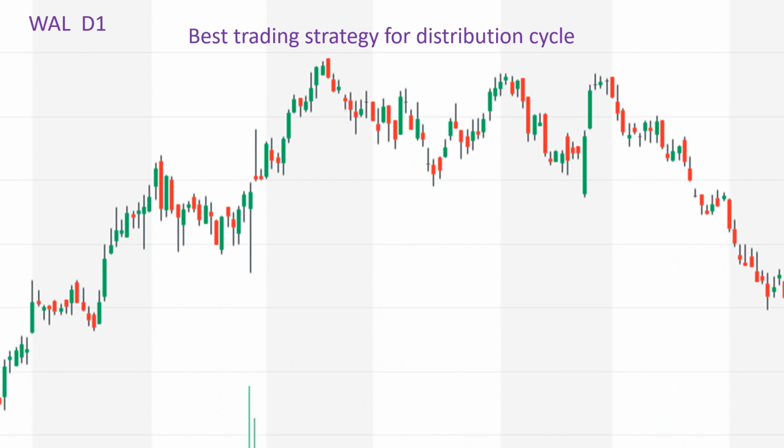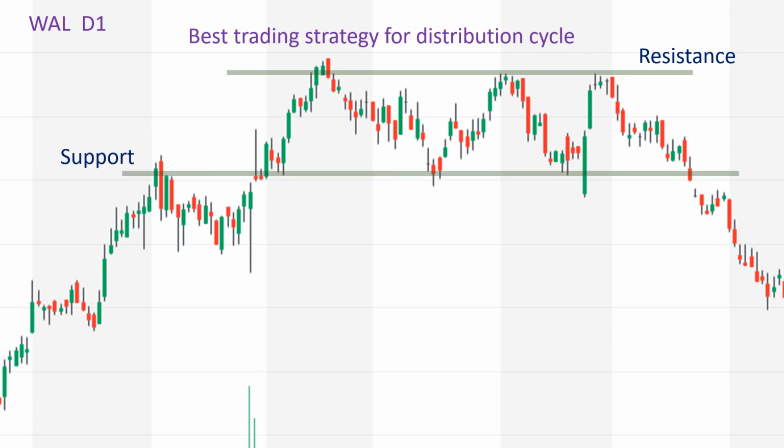Best trading strategy for the distribution cycle. This is the price trend of Walmart stock, D1 time frame. This is the resistance area, and this is the support area. A distribution cycle usually occurs after a rise in price and looks like a consolidation period.